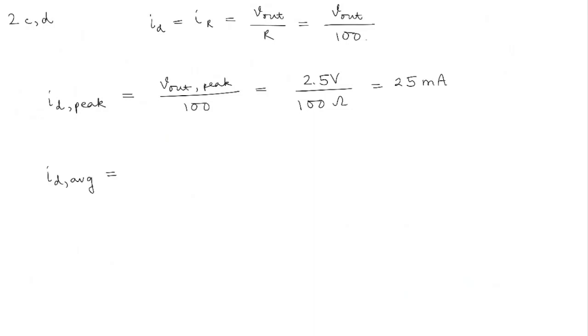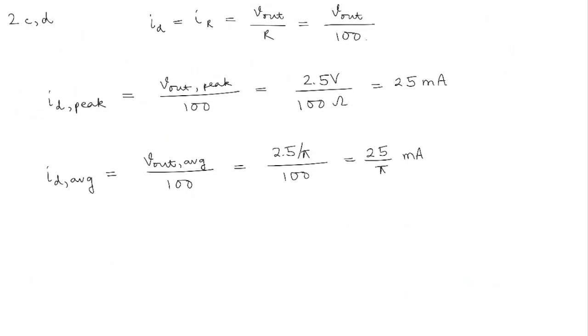Similarly, if we want to calculate the average diode current, that's going to be V out average divided by 100, and that's going to give you 2.5 divided by pi divided by 100, which is 25 over pi milliamperes, and you can leave it like that.